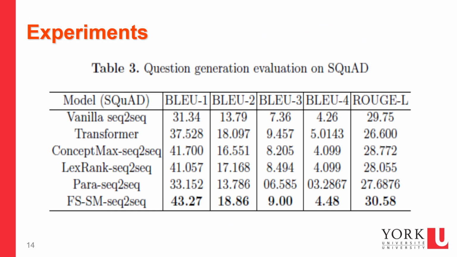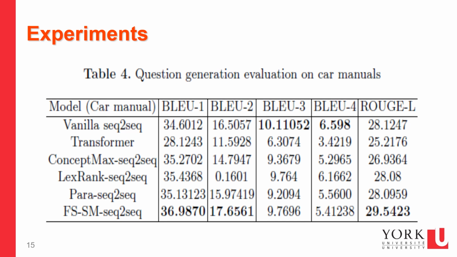So the next step is to see, by adding these important contents into the sequence model, how the sequence model works. As we can see, we ran it to generate questions for SQuAD, and we compare with the other baselines. For example, this is para sequence-to-sequence, when we use the whole paragraph in the sequence model, but this is our method FSSM, just using the important sentences as context. As we can see, our proposed method's results are better than the other baselines. And also we ran it on the car manual, and we see the same pattern for the car manual dataset.